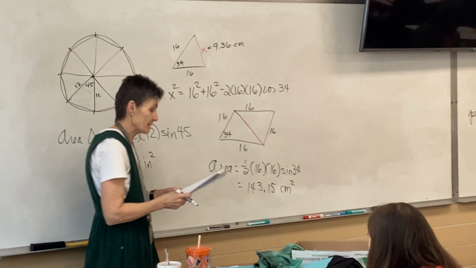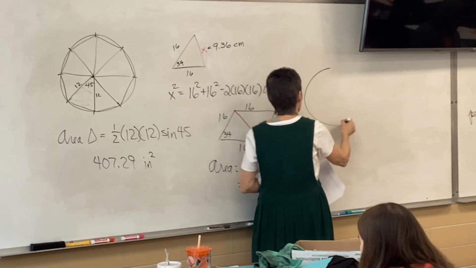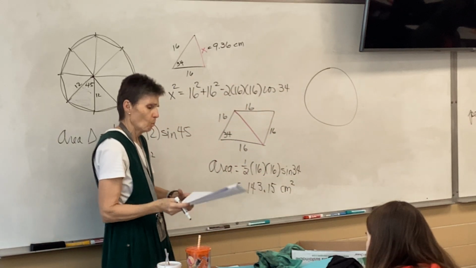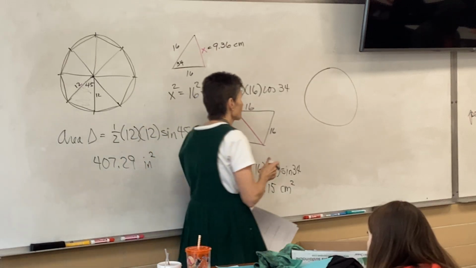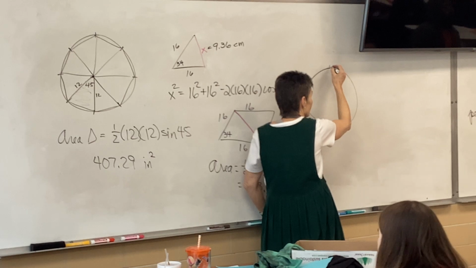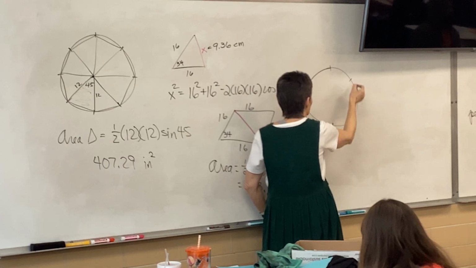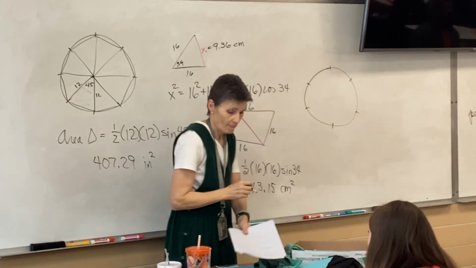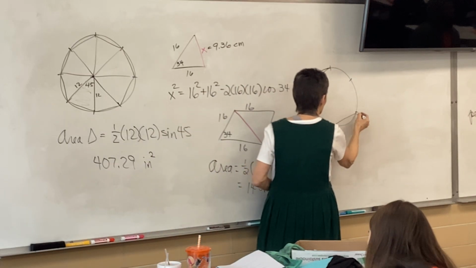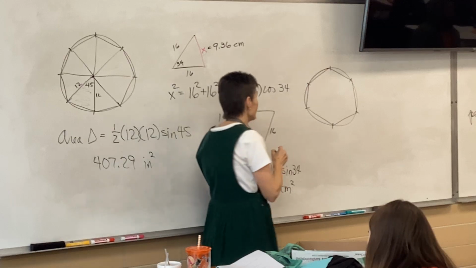Alright, number 4. Find the area of a regular hexagon. I think we did a hexagon yesterday. What is a hexagon? How many sides? 6 sides. And my radius is 14 inches.